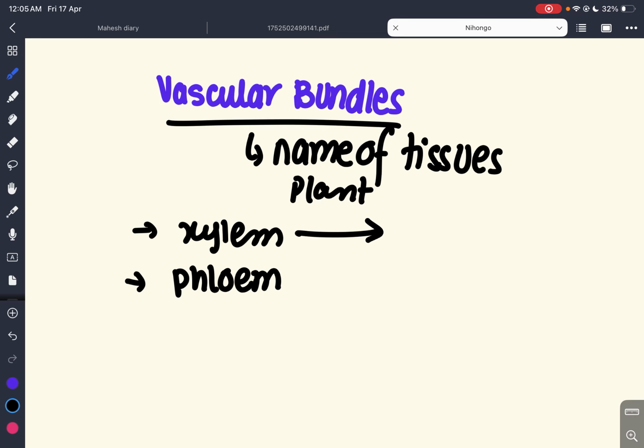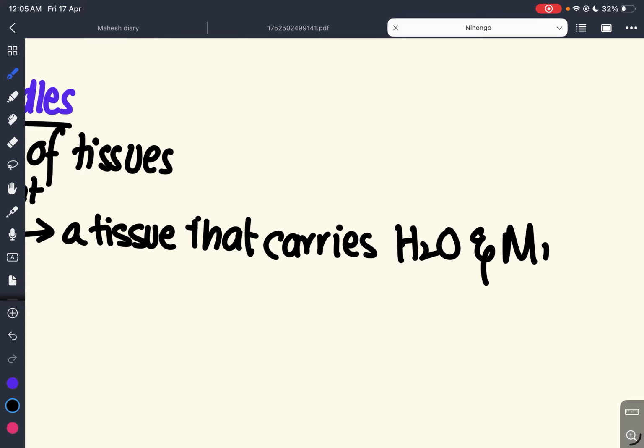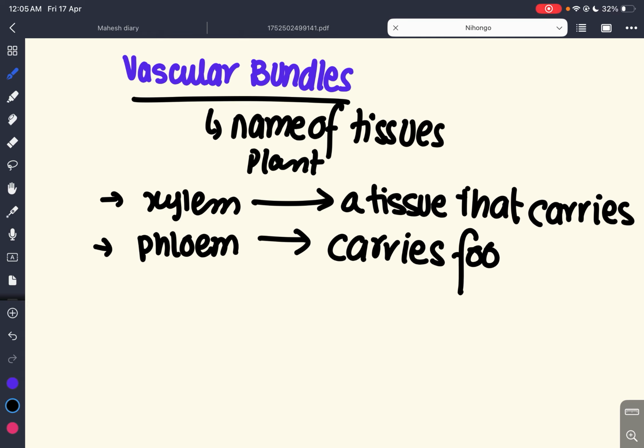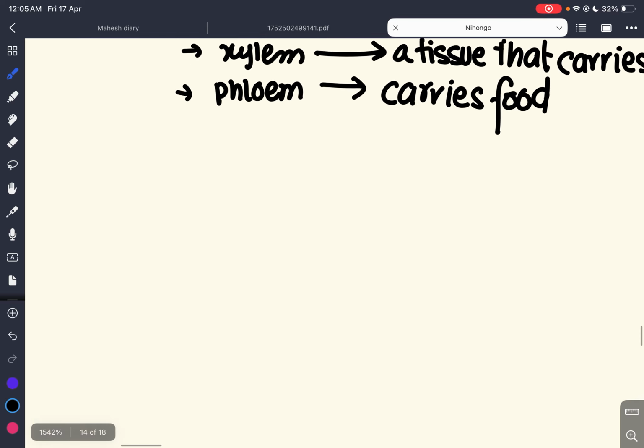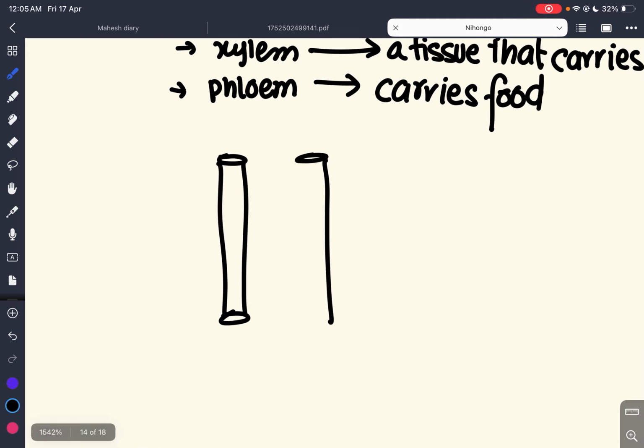Xylem is a tissue that carries H2O and minerals in the plant, and phloem is a vessel, you can say, or a tissue that carries food in the plant, or anything that a plant makes. If we look at the structure of xylem and phloem, you see this structure of xylem, and you see this structure of phloem.